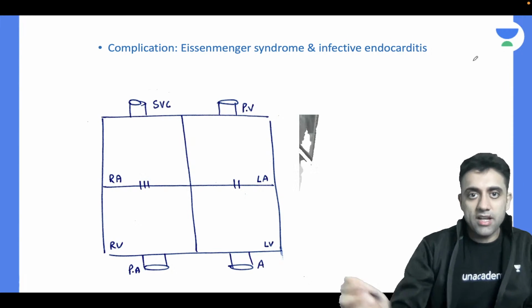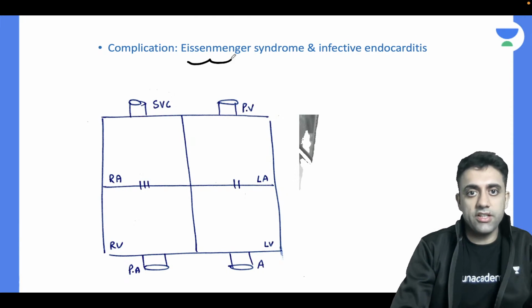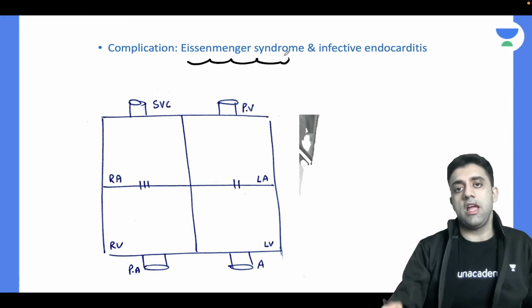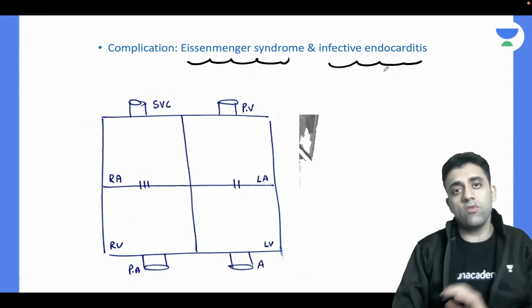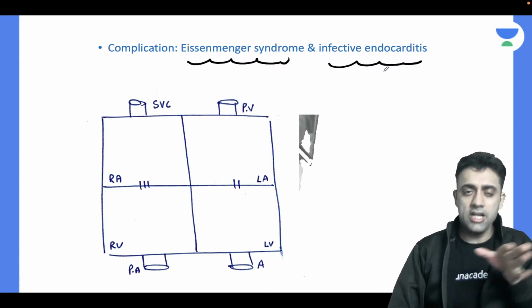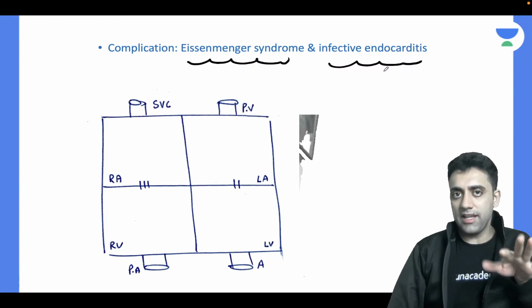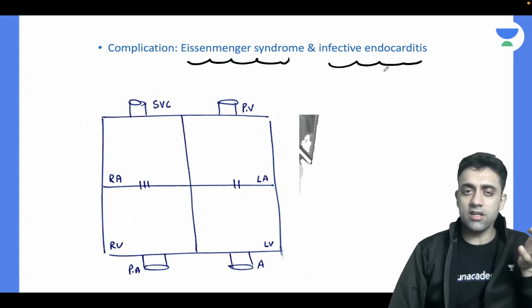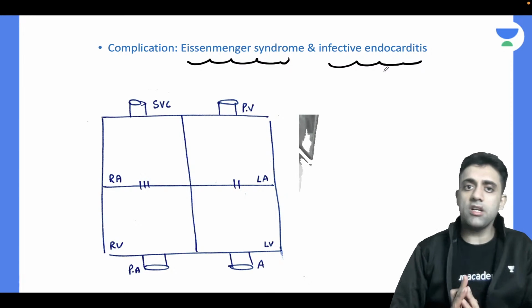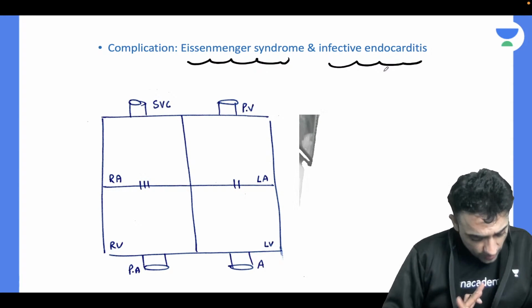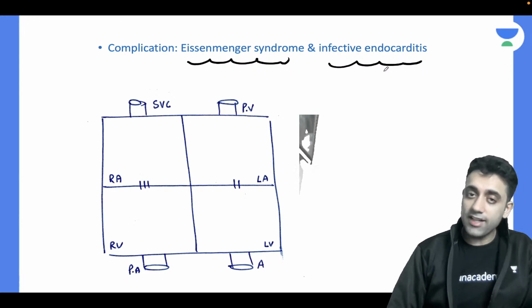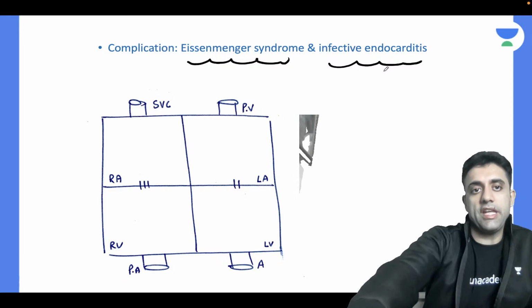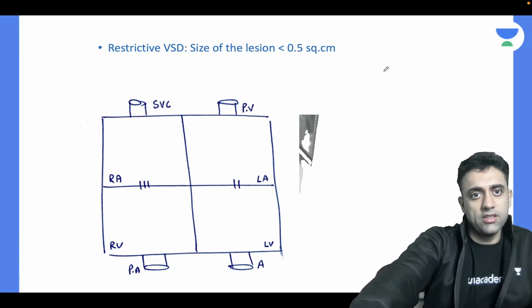And what are the complications? We have done that 25 times already. Eisenmenger syndrome, reversal of shunt and infective endocarditis. Infective endocarditis is a separate 1 hour topic, in which we'll talk about the various criteria you use for infective endocarditis, blood culture and everything. So just remember Eisenmenger syndrome and infective endocarditis are the two important complications of the VSD, right?